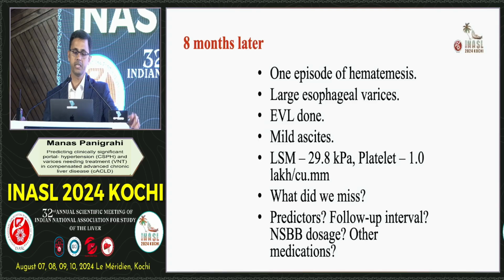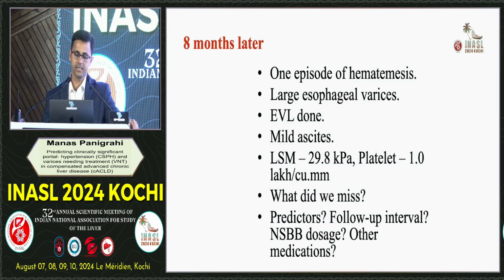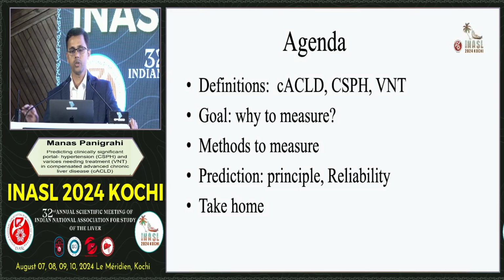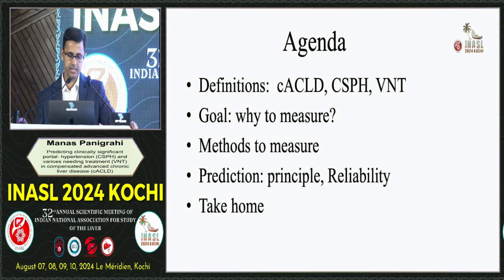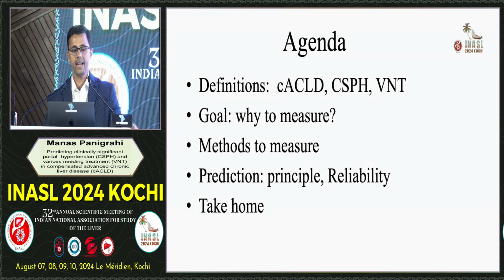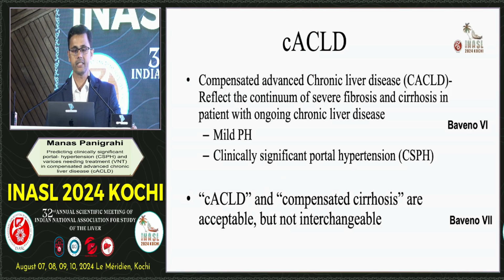So what did we miss? Is there any predictor, so we can predict you are going to bleed or something? To address this, this is the outline where I will discuss a few definitions, terminology, why to measure this, methods to measure, principle of prediction, reliability, and key takeaways.